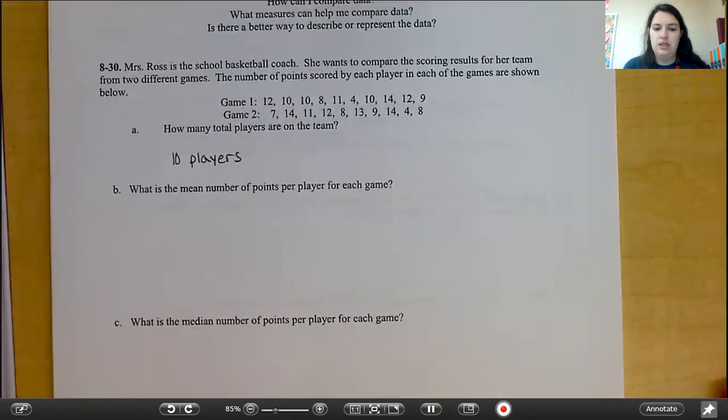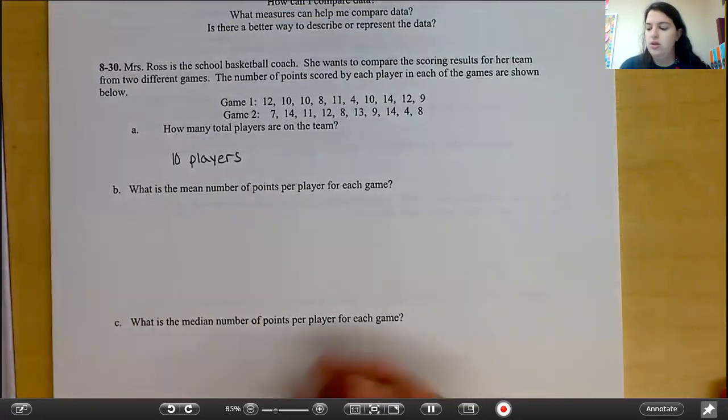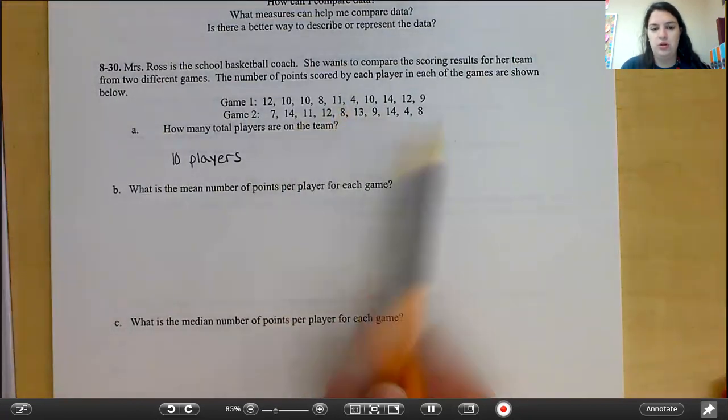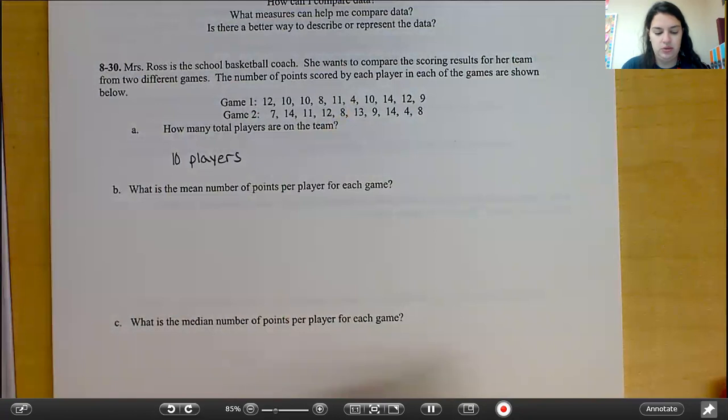C is asking, what is the median number of points per player for each game? Remember, median is middle. So you want to line these up, smallest to largest, and then figure out what is in the middle. So go ahead and do that. Finally, I also would like you to do the range. Try and remember what range is.